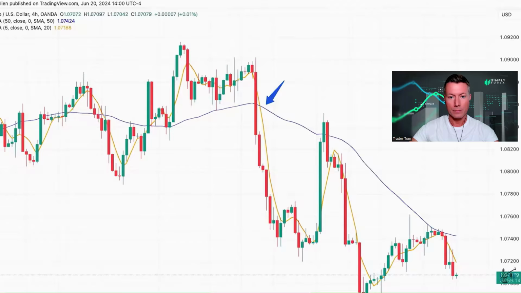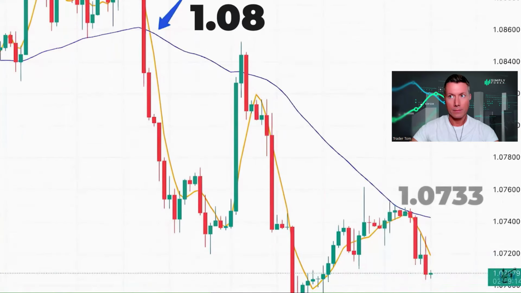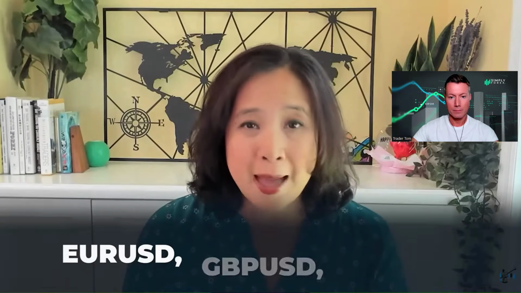In this euro-dollar chart, you can see that the entry in the short was around 108, and the currency pair hit a low of 107.33, a nearly 70 pip profit on this short trade. As you can see, this is a simple yet effective crossover method that helps you identify potential trend changes and momentum shifts. This strategy works particularly well for euro-dollar, pound-dollar, and dollar-yen, but there is one wrinkle.